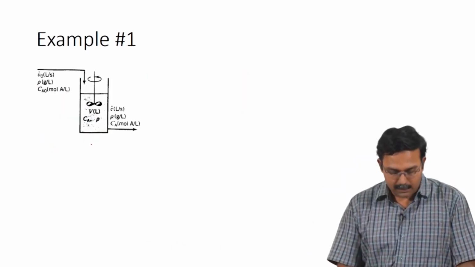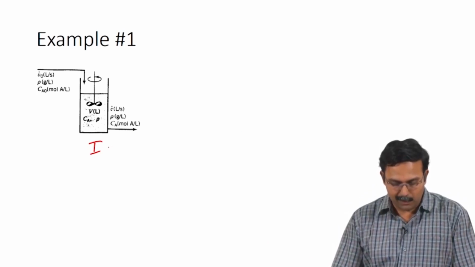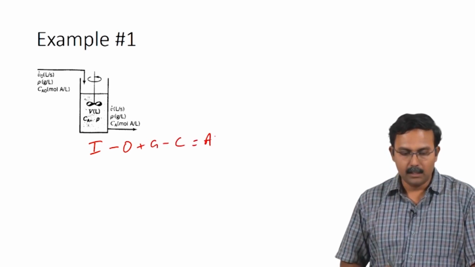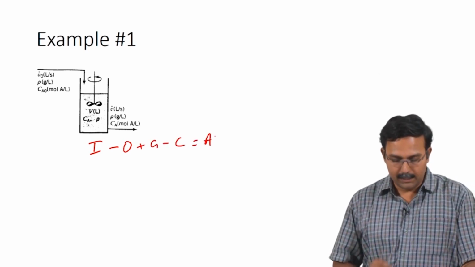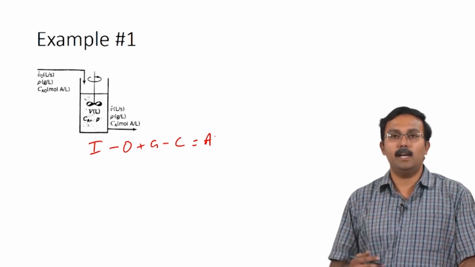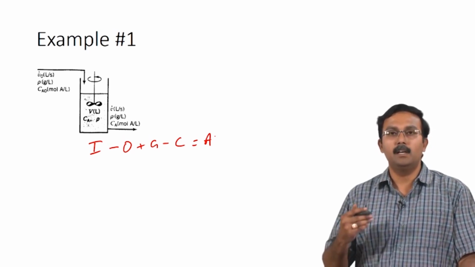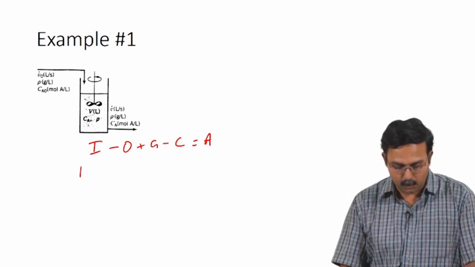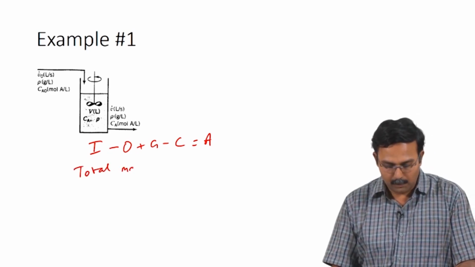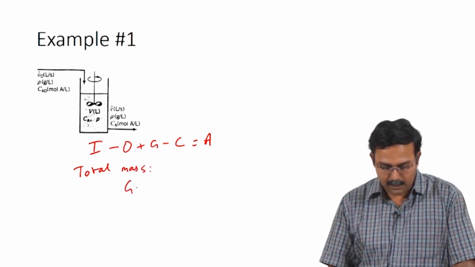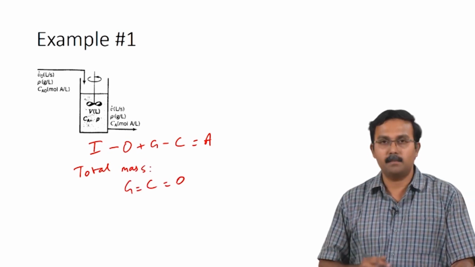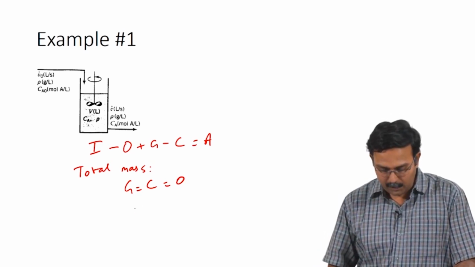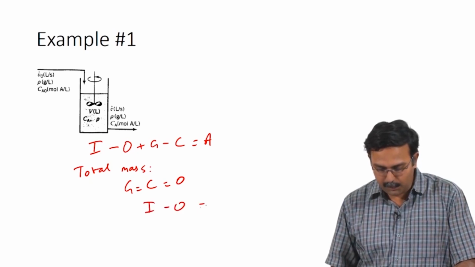As we have always done, the general balance equation we would have would be input minus output plus generation minus consumption equals accumulation. We have been asked to write the differential balance for total mass and moles of A. So, let us first start with total mass. For total mass, generation and consumption will go to 0, as mass can neither be created nor be destroyed. So, you are left with input minus output equals accumulation.